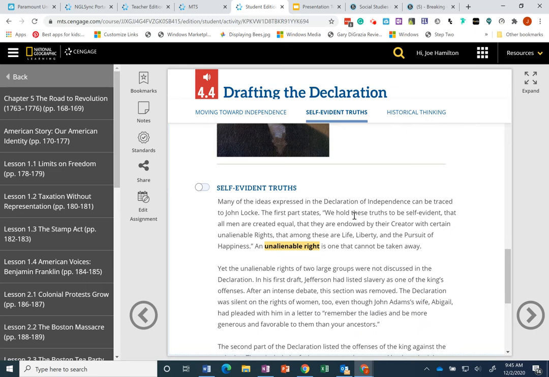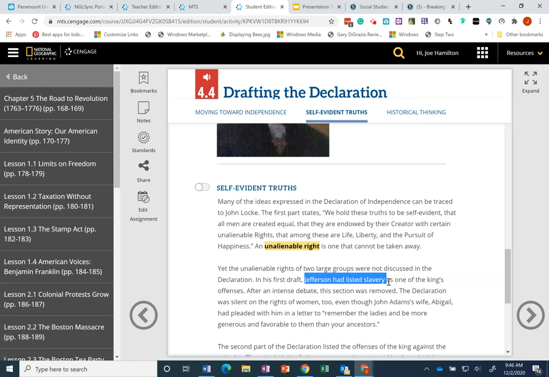And then when you get down here, include some of the ideas that were expressed in the Declaration of Independence, these self-evident truths, unalienable rights. Include a description in your own words, of course. Talk about the first draft, the difference between the first draft and the final draft. In the first draft, Jefferson had mentioned slavery in the Declaration of Independence, but he decided to take it out.